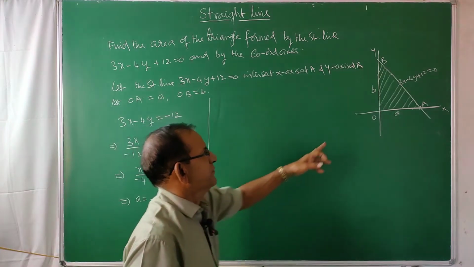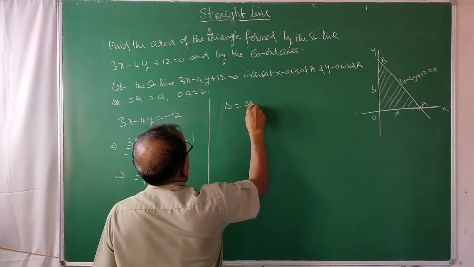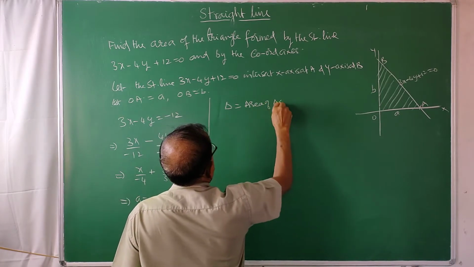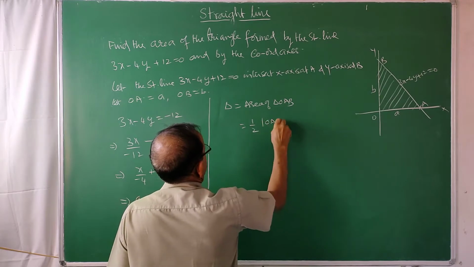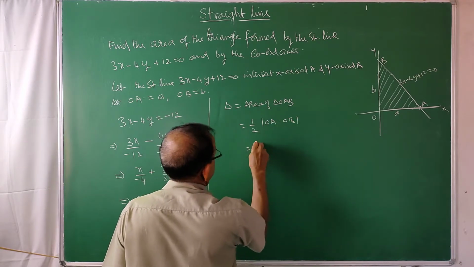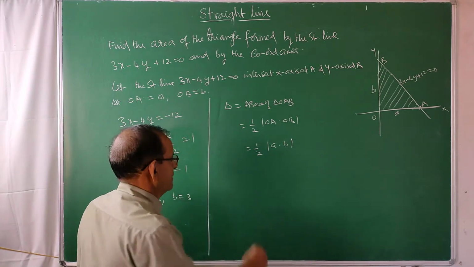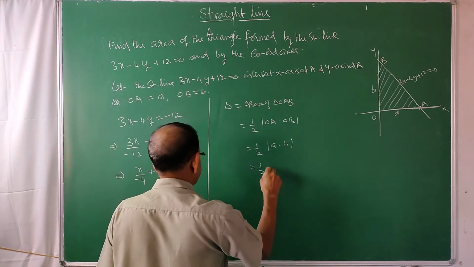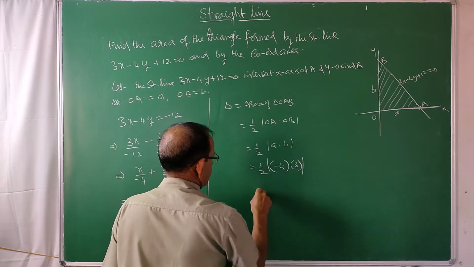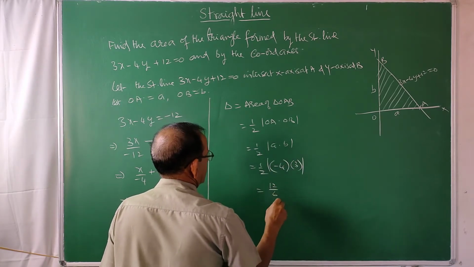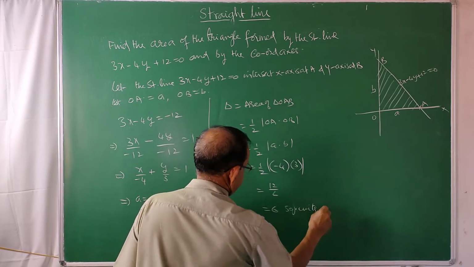Now the area of triangle OAB is half into modulus of OA into OB, that is half a into b, because it is a right angle triangle. So it is half into a is minus 4, b is 3. This is 12 by 2, that means 6 square units, because it is area.